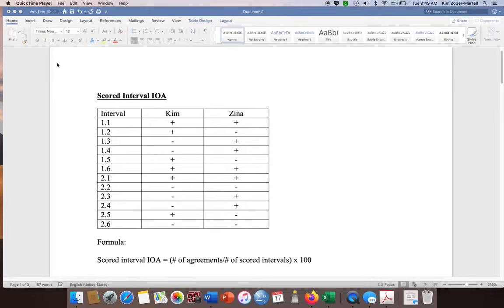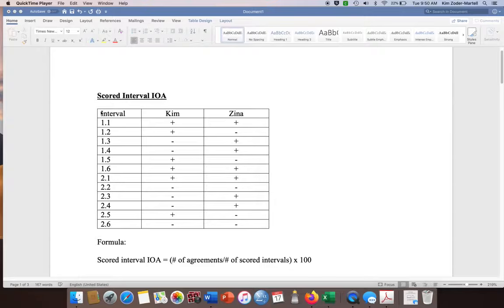Hello everyone! Today I am going to create a video walking through scored interval IOA, unscored interval, and the interval by interval method. This is an assignment that you will have as one of the learning activities that students often struggle with, and so I want to give you a few tips beyond the video that's already created where we actually walk through some data sets. So first we're going to talk about scored interval IOA.